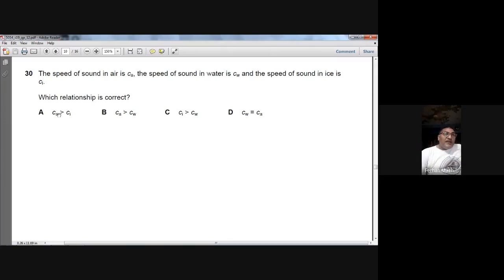Speed in air will be more than speed in the ice? No. Speed in the air will be more than the speed in the water? No, that's wrong. Speed in the ice will be more than the speed in the water. Yes, the speed of sound in the solid will be more than the speed of sound in the liquid. So C is the right option. Question number 30, C is the option.